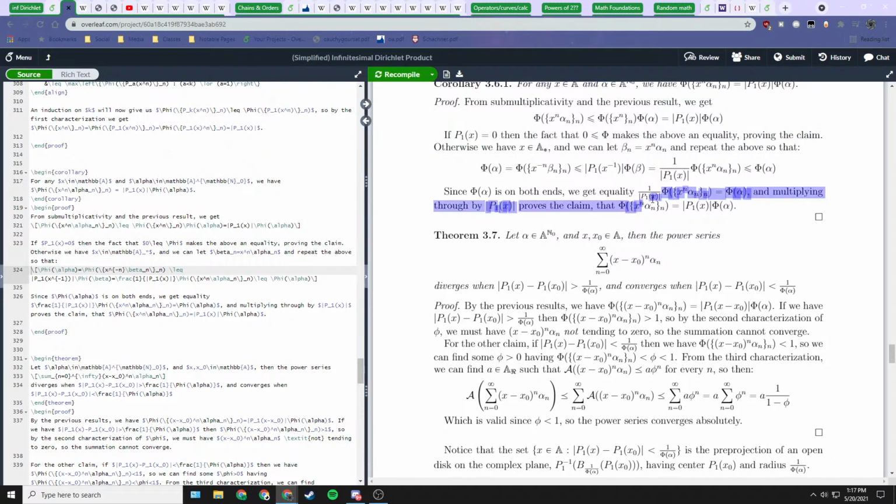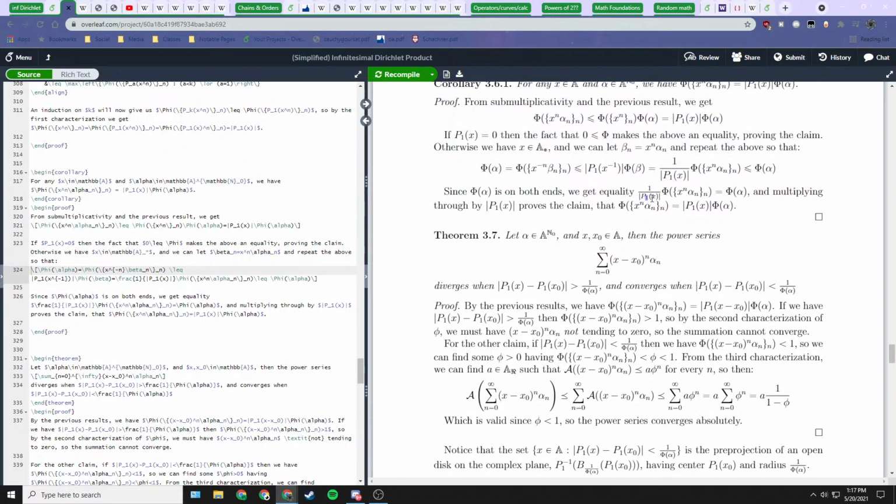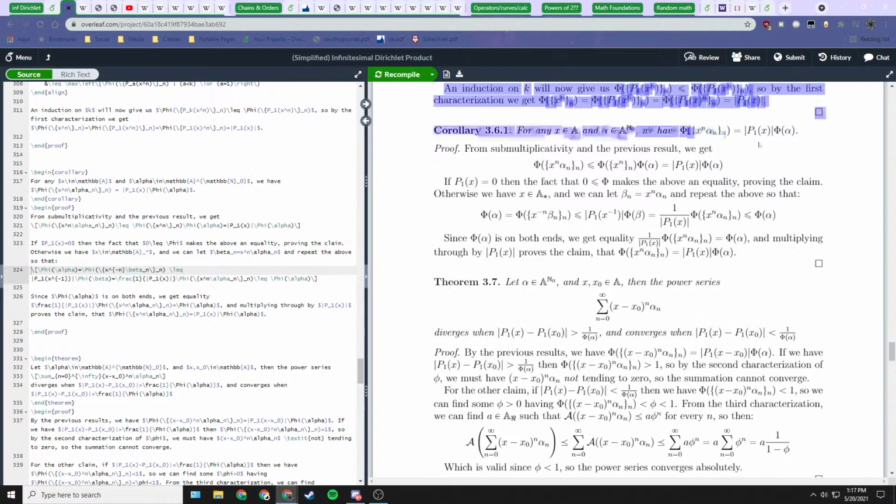But now we can just multiply through, right? We can just multiply this whole equation by p1 of x. And so we get this term here, phi of x to the n times alpha sub n, is equal to absolute value p1 of x times phi of alpha. But this is the claim. This is what we're trying to prove, the statement of this corollary: phi of x to the n times alpha sub n is exactly equal to the absolute value of p1 of x times phi of alpha.